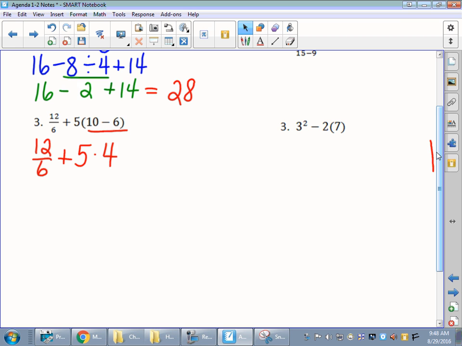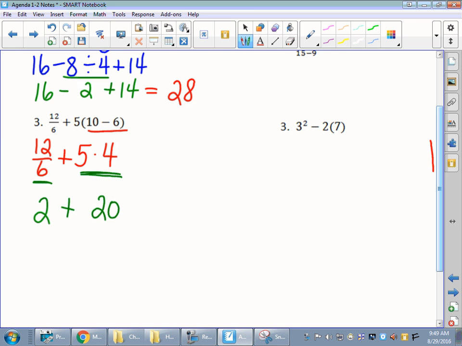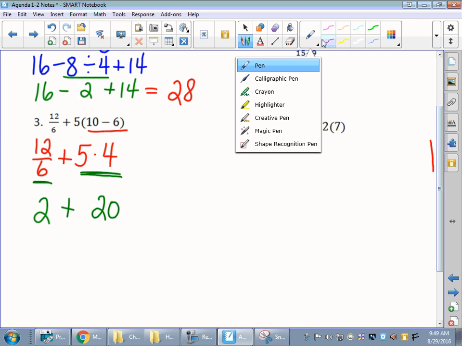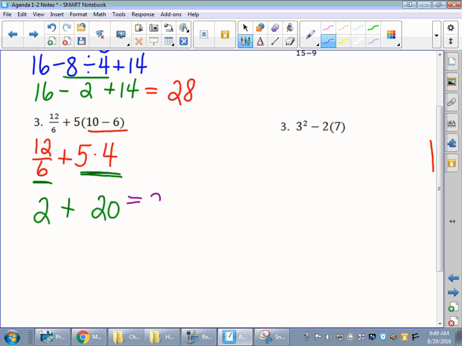Any multiplication, or exponents, no exponents. Multiplication or division. Everybody knows that 12 over 6 is a division, right? 12 divided by 6 is 2. And we've also got this 5 times 4, which is 20. Bring my plus down right in the middle. And my final answer for this guy will be 22.